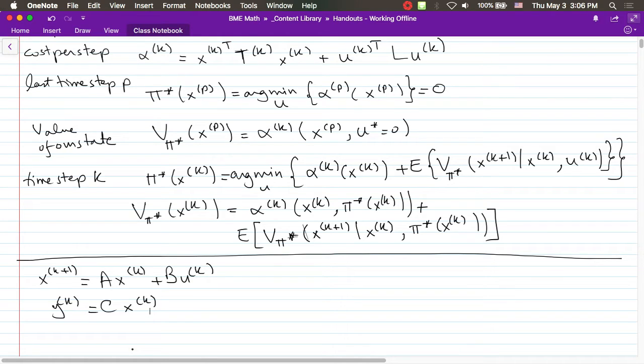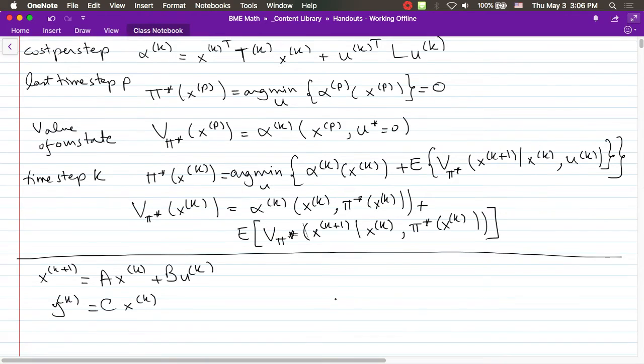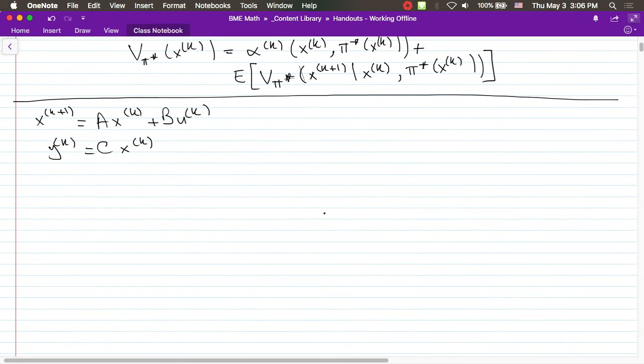So we're going to have a cost per step. We want to find out what's the best thing we can do, what's the best action to do as a function of state, regardless of the state we're in. What's the policy that we're going to have? And then solve the problem from the last time point to the first time point. Okay, so here's our dynamical system. Here's our cost per step.